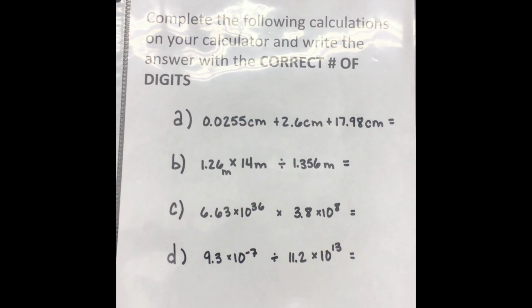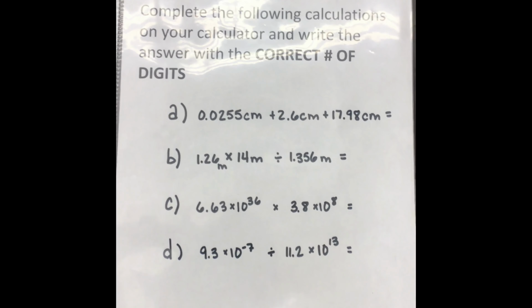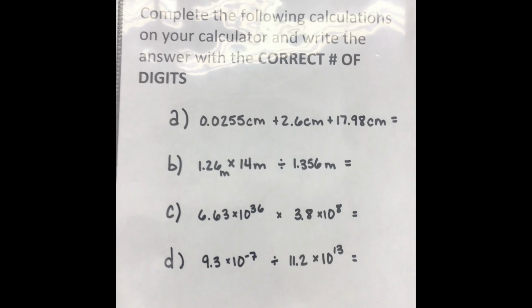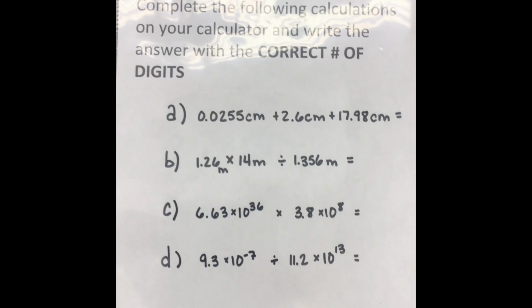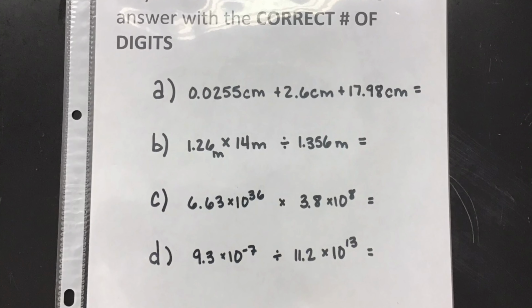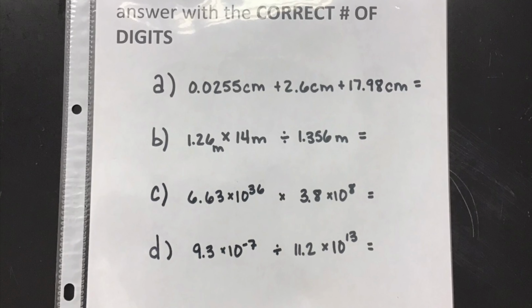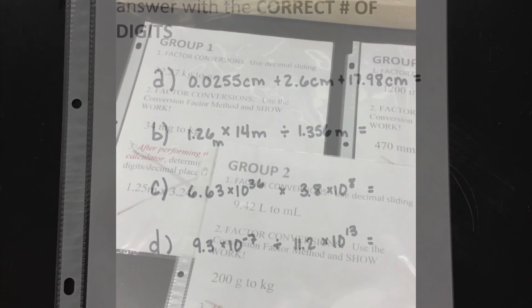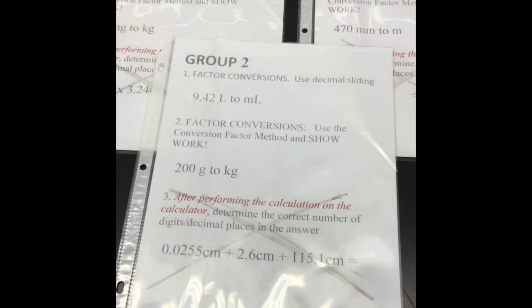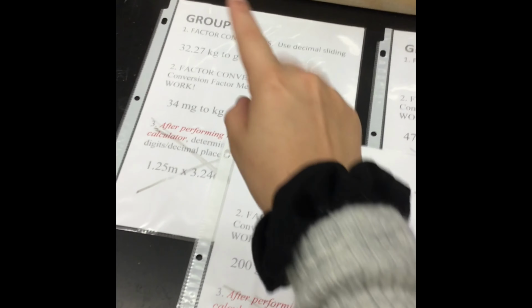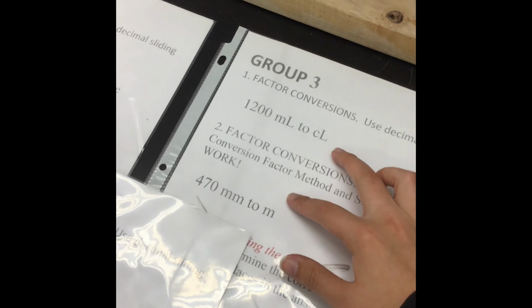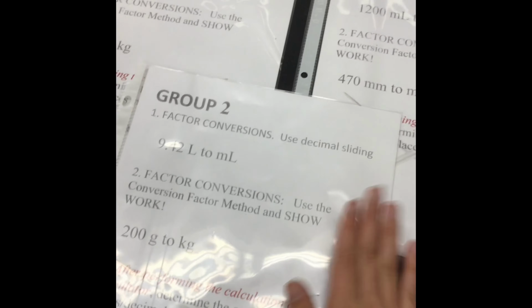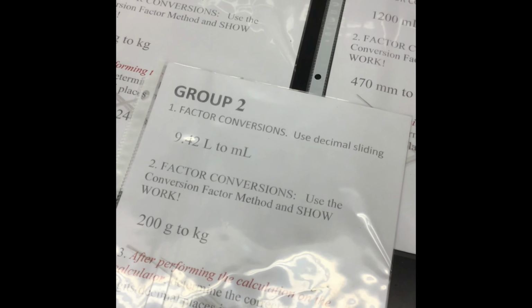Station 5, you will complete the following calculations with the correct number of digits. I will be taking a photo and posting this on the next slide for this YouTube video. Last one is factor conversions. I will go through each one and you will complete questions 1 and 2 for each group. So 1 and 2, 1 and 2, 1 and 2. I will post the photos in the YouTube video so you may pause and complete them.